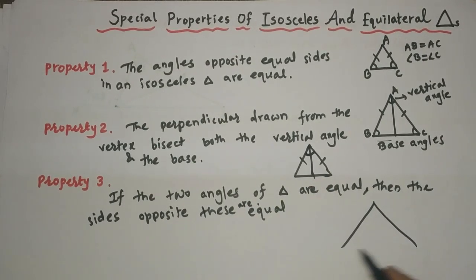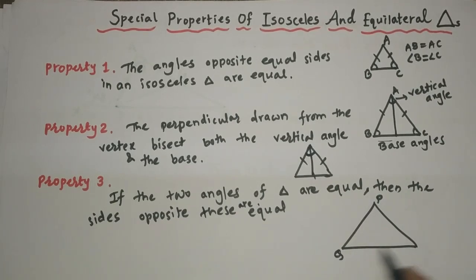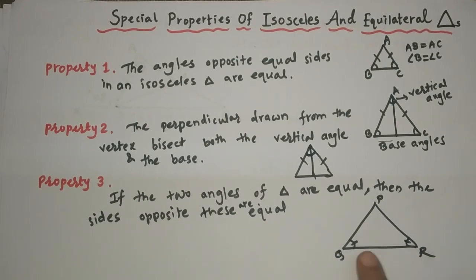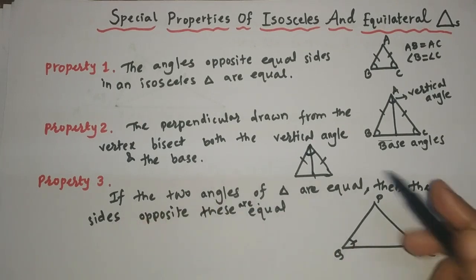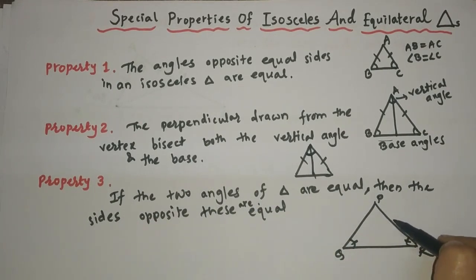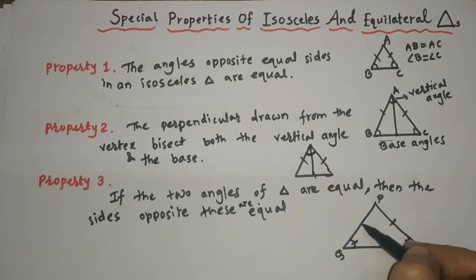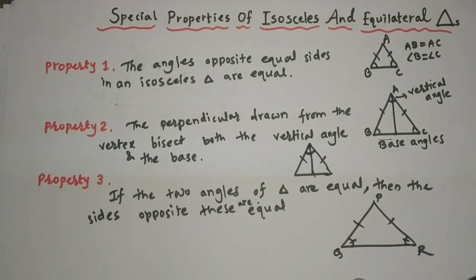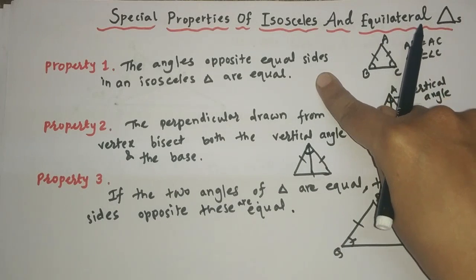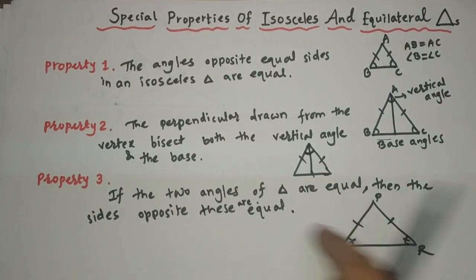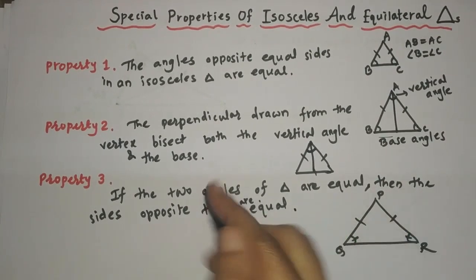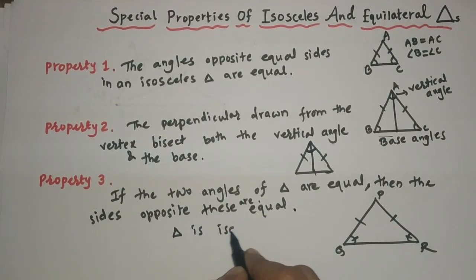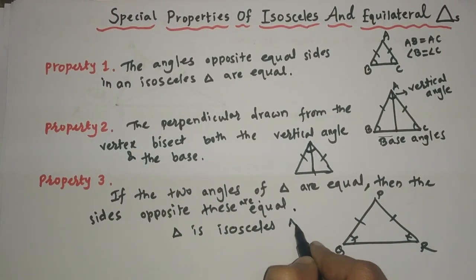Suppose for example you have this triangle PQR, and it is said that angle Q is equal to angle R. Then according to the property, the side opposite to Q, which is PR, and the side opposite to angle R, which is PQ, are also equal. So the reverse is also true. When angles are equal, the opposite sides are equal, which means the triangle becomes an isosceles triangle.